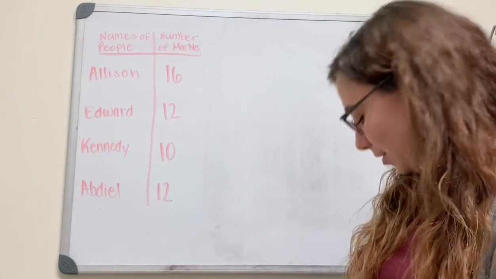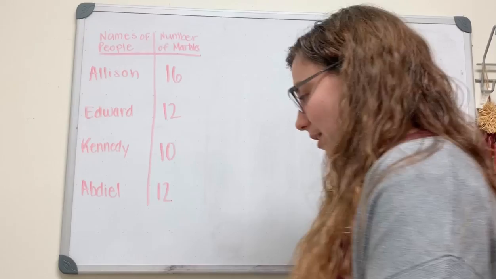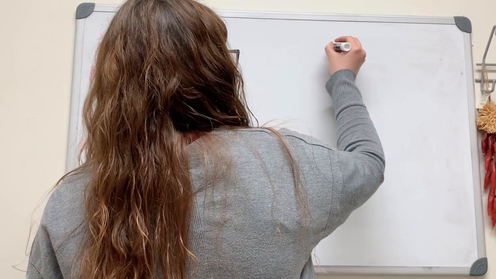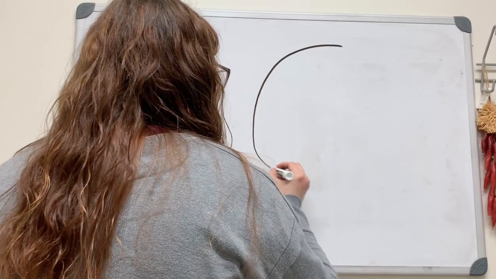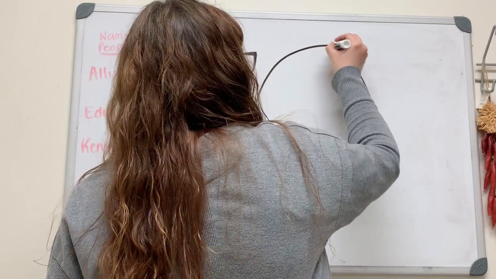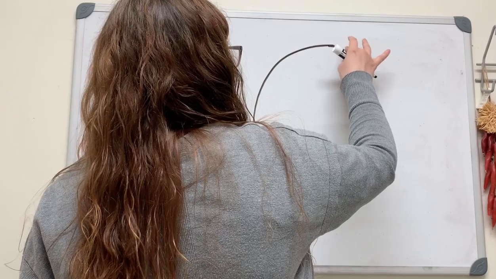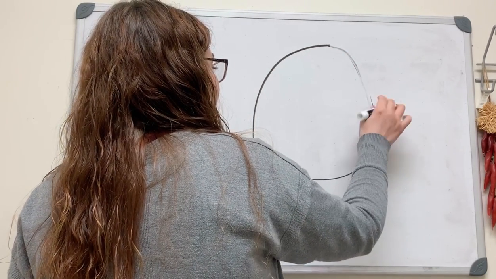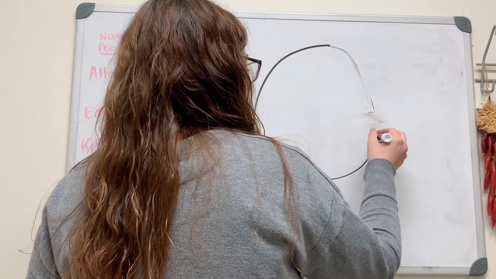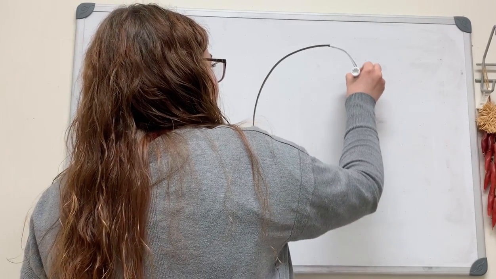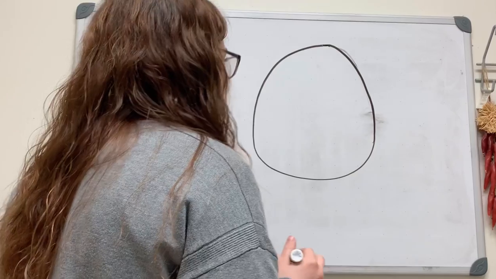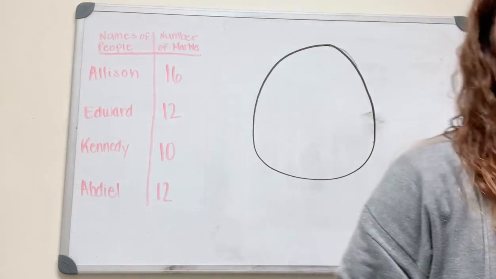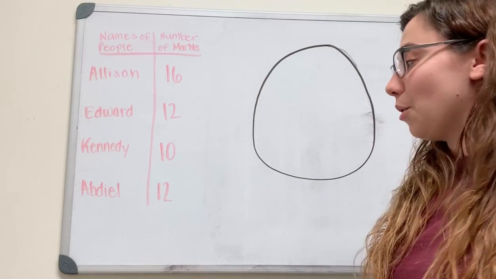So a pie graph is probably what you think. It is a circular graph that sort of looks like a pie. Let's fix that up a little bit. So a pie graph shows different parts of a whole.